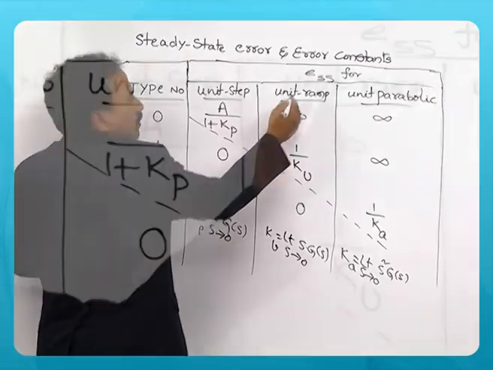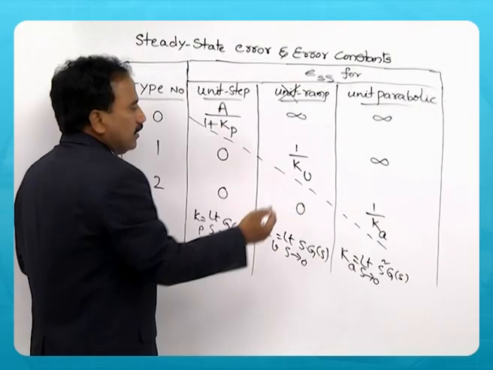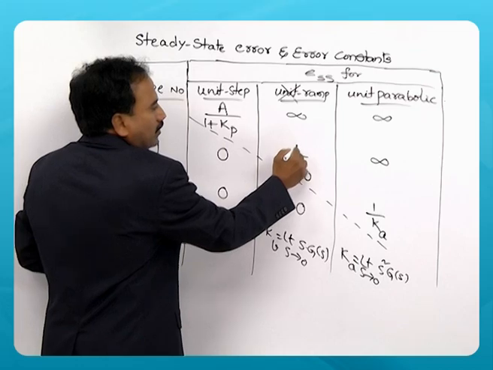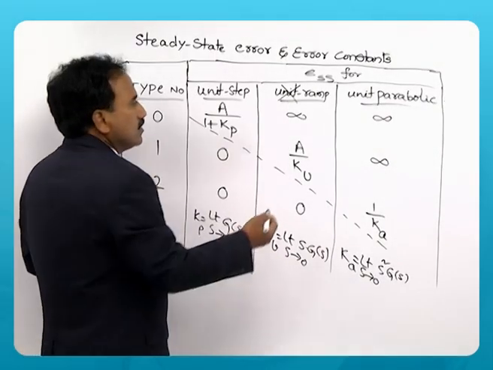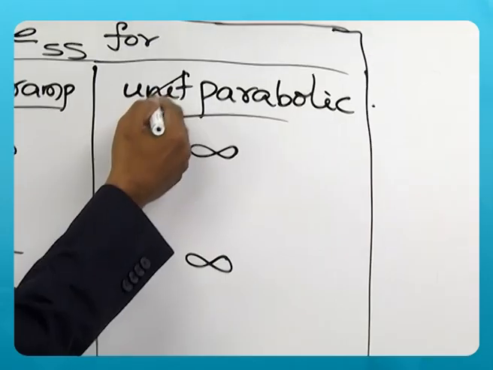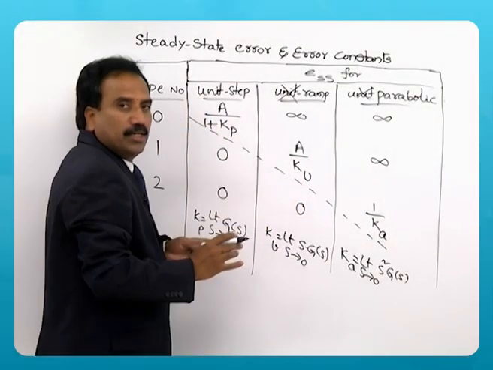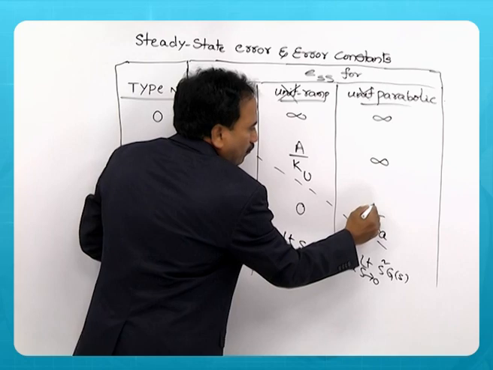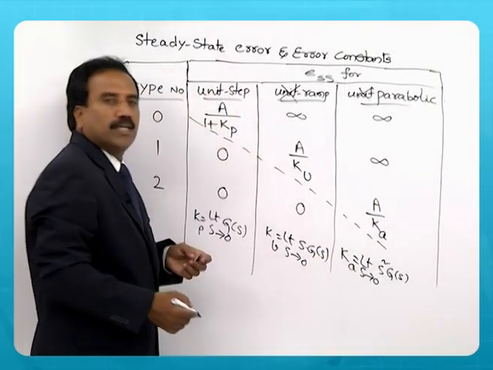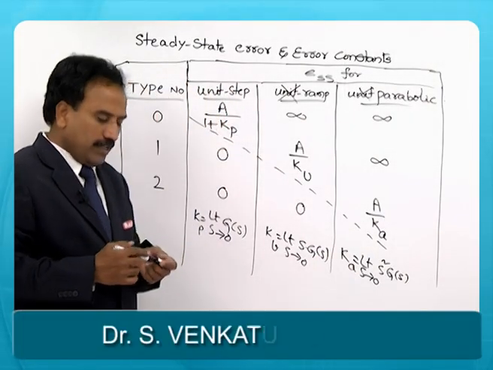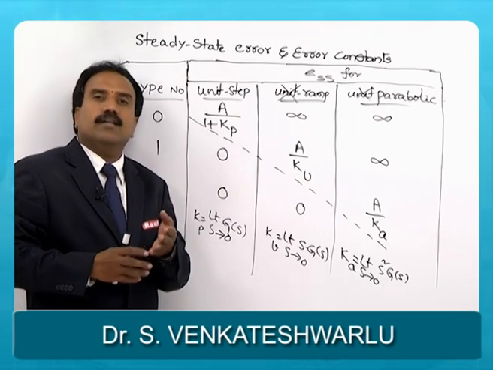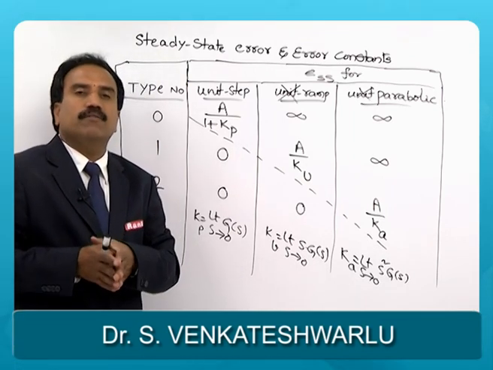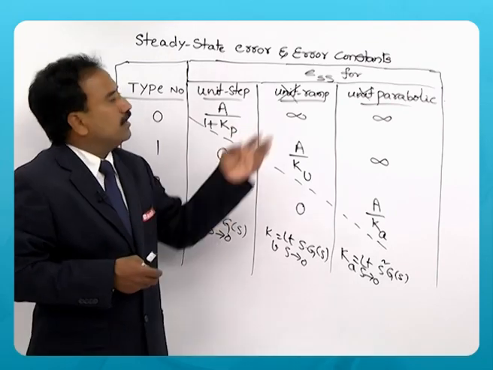Similarly, if it is not unit ramp, then it is not 1 by Kv, but it is A by Kv. A has some magnitude. Similarly, if it is not unit parabolic, it is simply a parabolic function, then instead of 1 you will write A by Ka. This is the way you need to calculate the error constants. They are the figures of merit of the steady state error to be calculated.